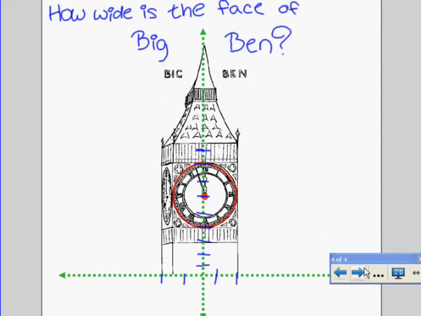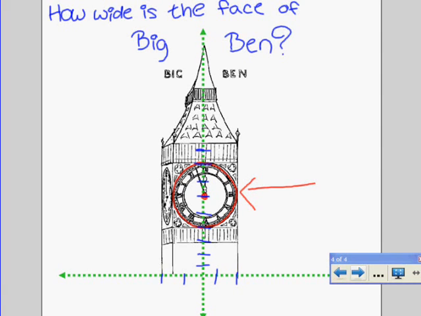Now let's look at a real-life example of how circular equations are used. Architects use circular equations when they are building structures that involve circles, such as Big Ben, and the clock face is a circle. Let's write the equation of this circle so that we can answer the question, how wide is the face of Big Ben? This circle is centered at the point (0, 6).